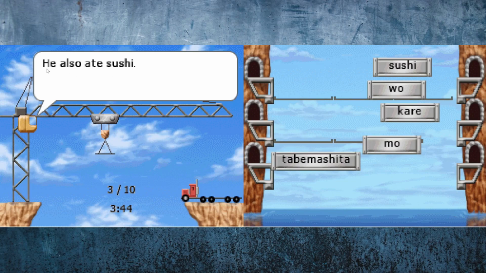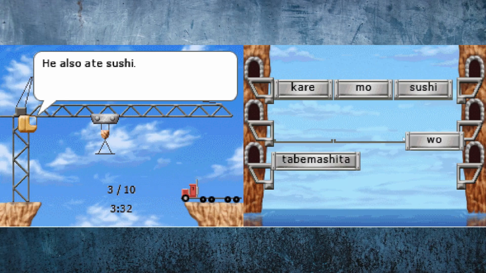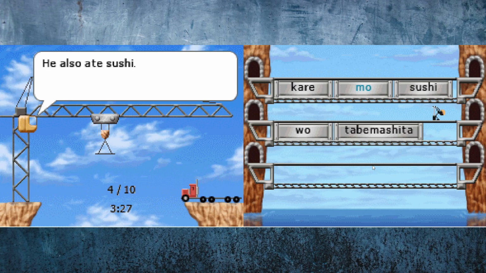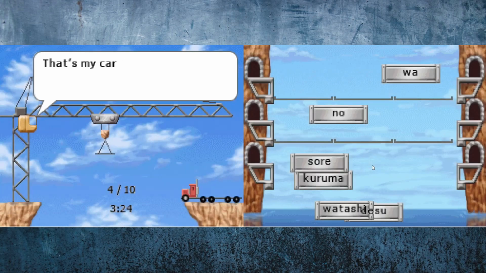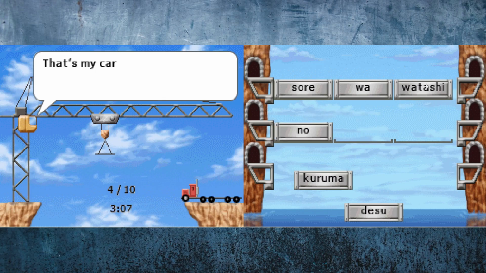He also ate sushi, so kare mo sushi o tabemashita. So he is kare, mo means he also. Sushi is what you're going to eat, so sushi o tabemashita. 彼も寿司を食べました。 That's my car, so sore wa watashi no kuruma desu. So sore wa means that. Watashi no means my, because this is a possessive particle.